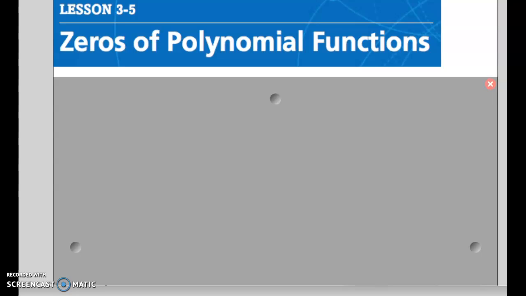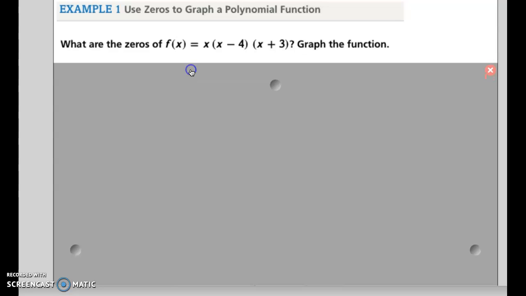Okay guys, so our last section in chapter 3 is called Zeros of Polynomial Functions, and we basically have been learning about how to find the zeros of polynomial functions in all of chapter 2 and chapter 3 so far. So really this puts it all together and talks about a new vocab word, zeros of polynomial functions. So what are zeros of a function? And that's what this question is asking us, to find the zeros of this function.